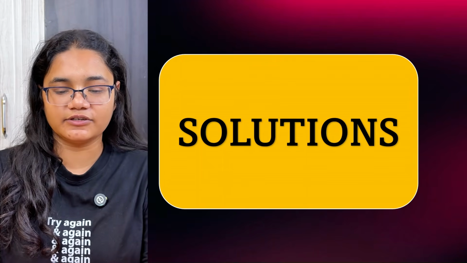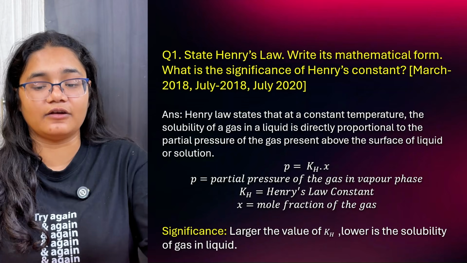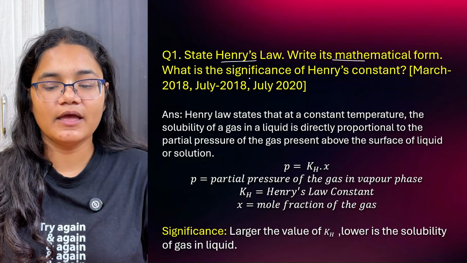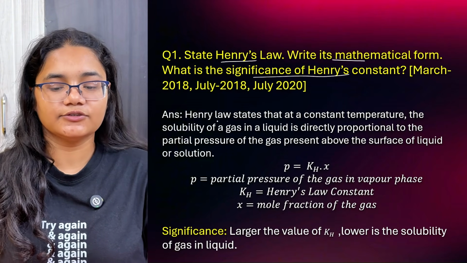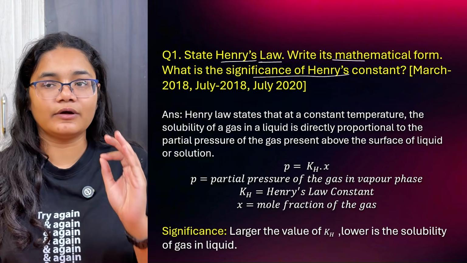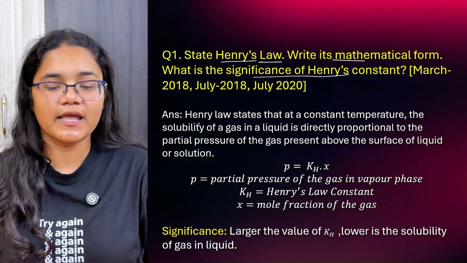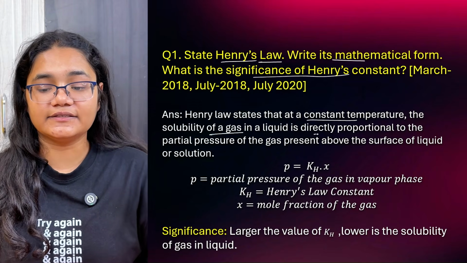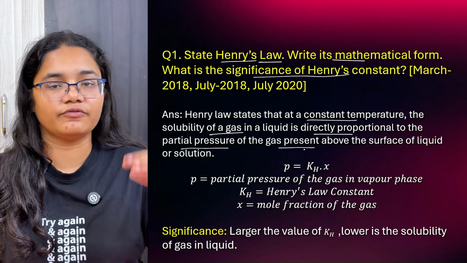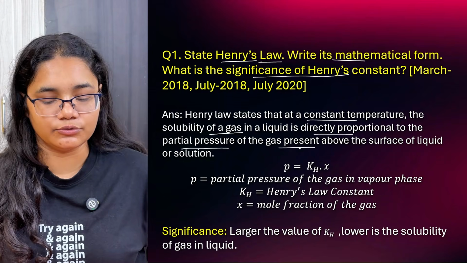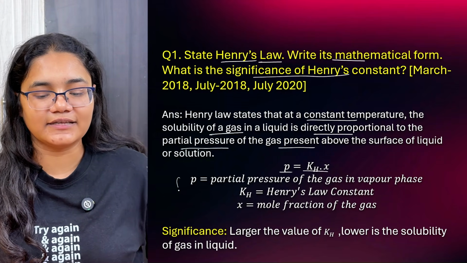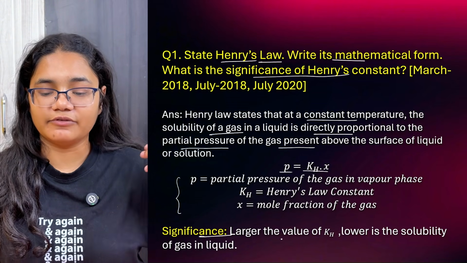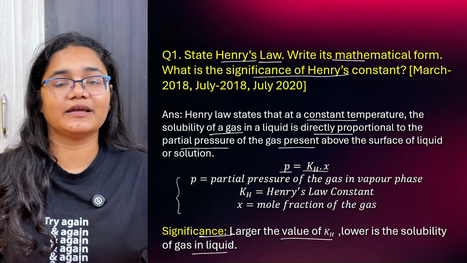The first question is: state Henry's law and write its mathematical form. What is the significance of Henry's constant? Whenever a law is asked, make sure that you write it as it is given in the book. Henry's law states that at a constant temperature, the solubility of a gas in a liquid is directly proportional to the partial pressure of the gas present above the liquid or solution, and P equal to kH times x of the gas, and here we have the terms explained. And what is its significance? Whenever there is a larger value of kH, the solubility of the gas decreases.